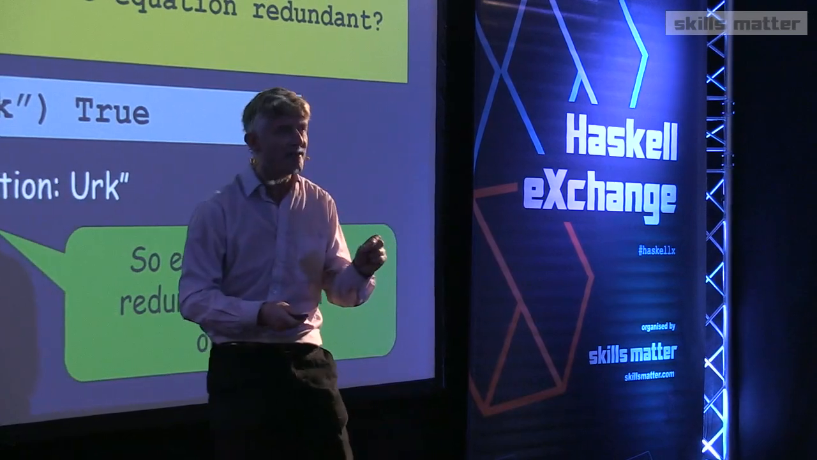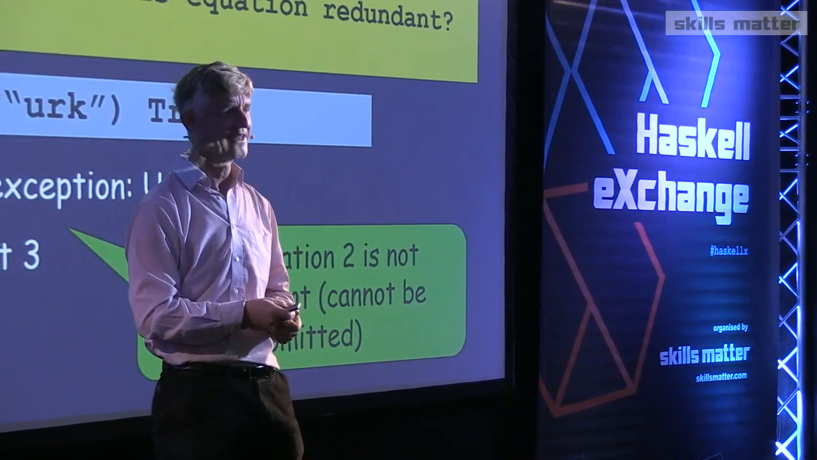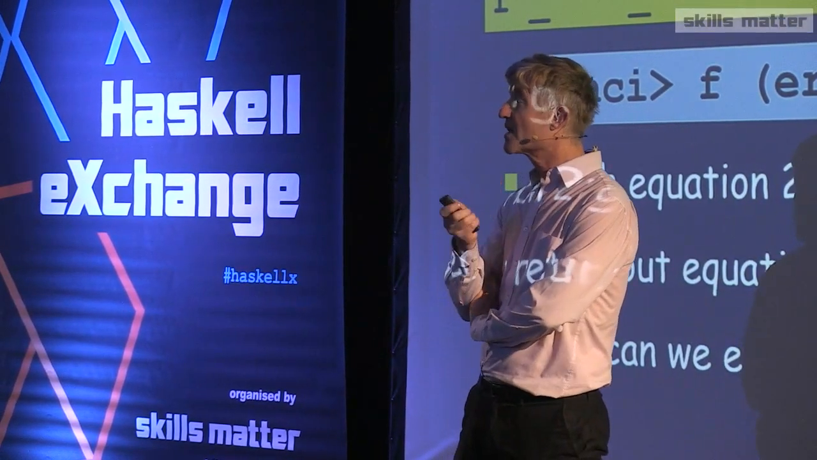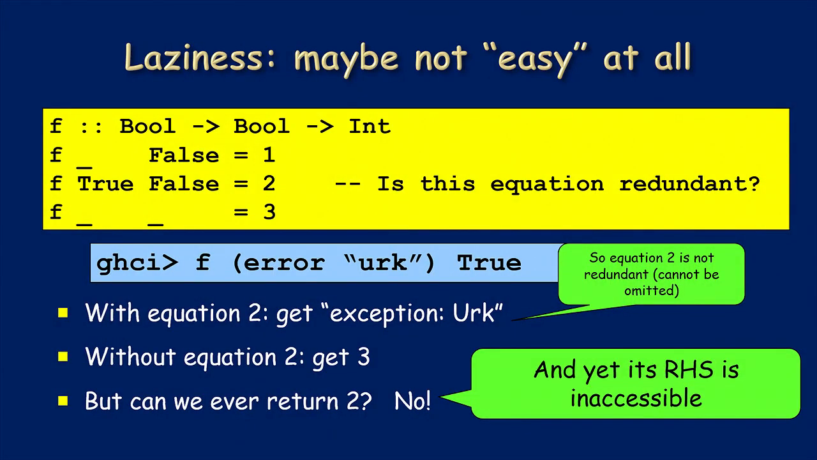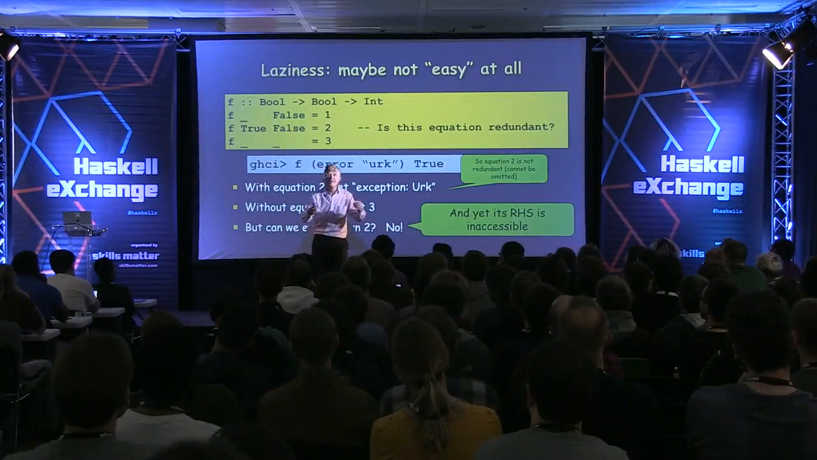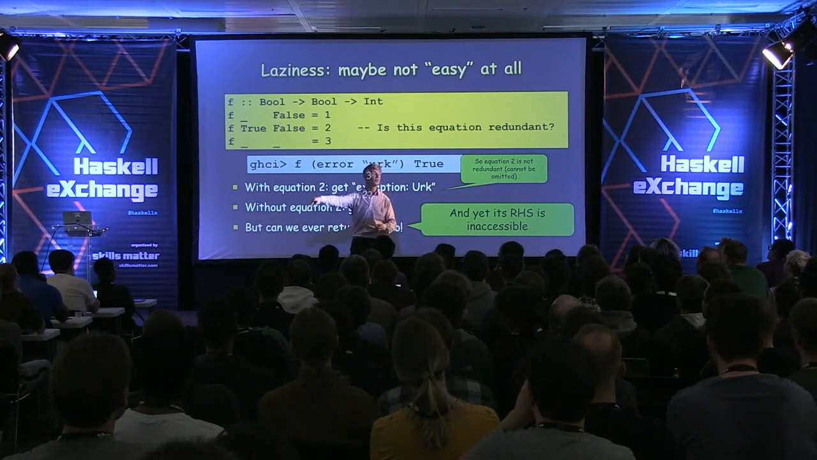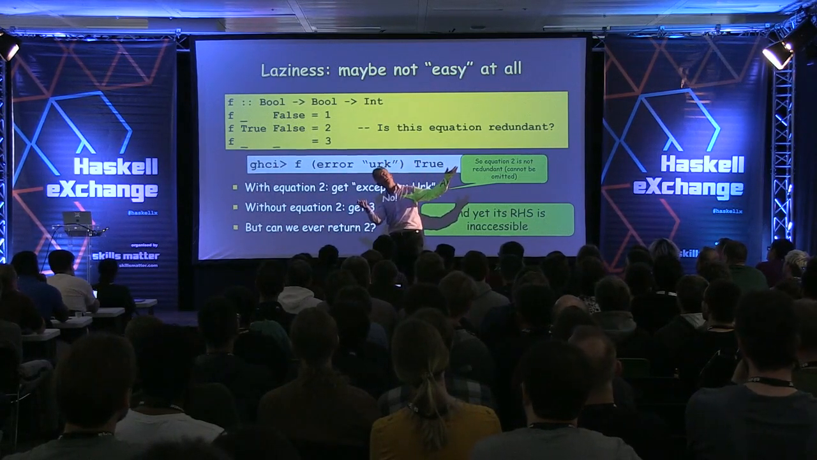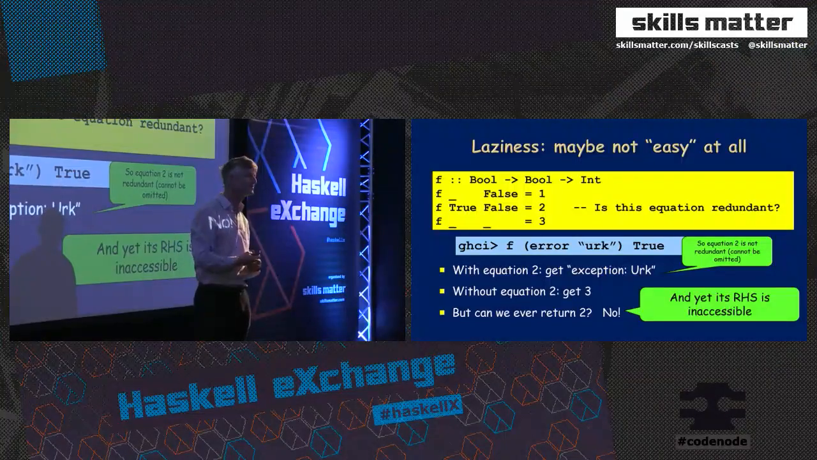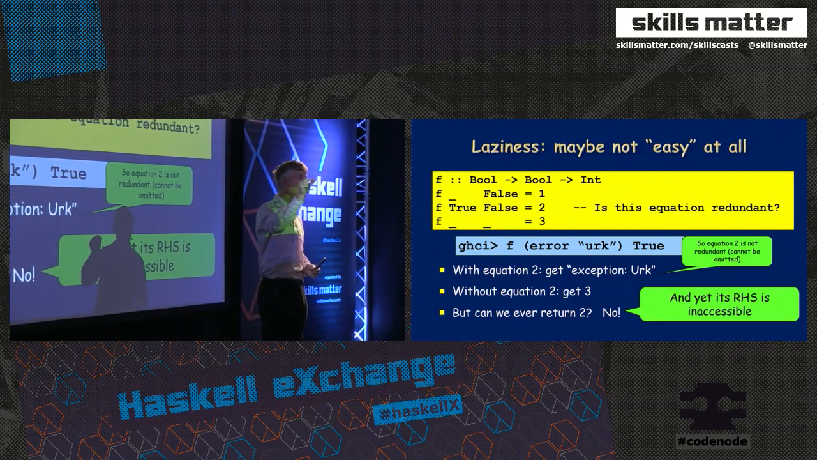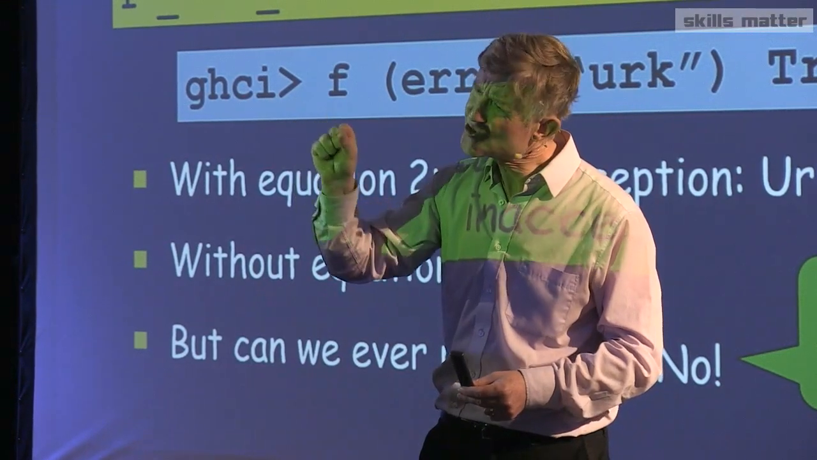But I hope you will agree, we're only 5 minutes into the talk, that this is not obvious. All right? There's a little bit of trickiness going on here. Interestingly, we can never actually return 2. Why? Because you would diverge first, right? The second equation is never going to succeed in matching and get to the right-hand side. It's going to try to match that first argument and diverge or report an error. Okay? So this is weird. It's an equation that is not redundant, but neither can you get to its right-hand side. A little scary, don't you think?